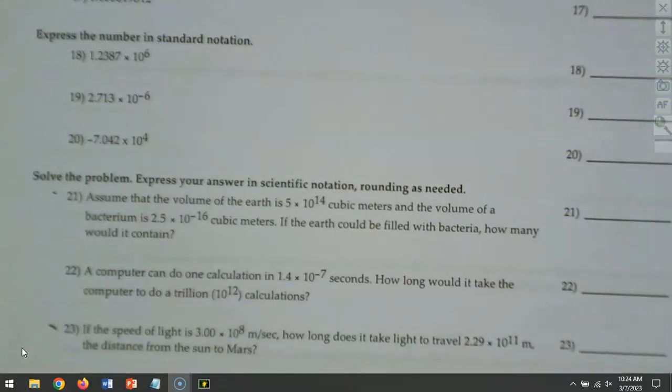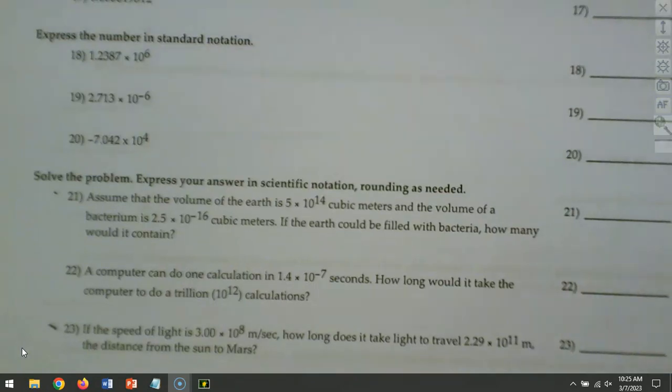Now, what we need to do is we need to set these up. All right, they're either going to be dividing or multiplying. And if they divide, the exponents subtract. If they multiply, then the exponents are going to add together. So assume that the volume of the earth is 5 times 10 to the 14th cubic meters. And the volume of a bacteria is 2.5 times 10 to the negative 16 centimeters. If the earth could be filled with bacteria, how many bacteria could it hold?